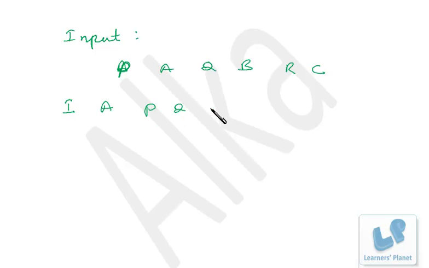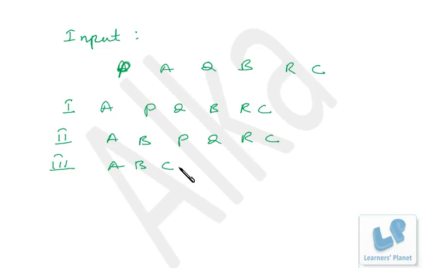Okay, friends, let's take an alphabetic arrangement problem. Suppose the input is P, A, Q, B, R, C. Now the first step of output is A, P, Q, B, R, C. The second step is A, B, P, Q, R, C. The third step is A, B, C, P, Q, R, and so on.